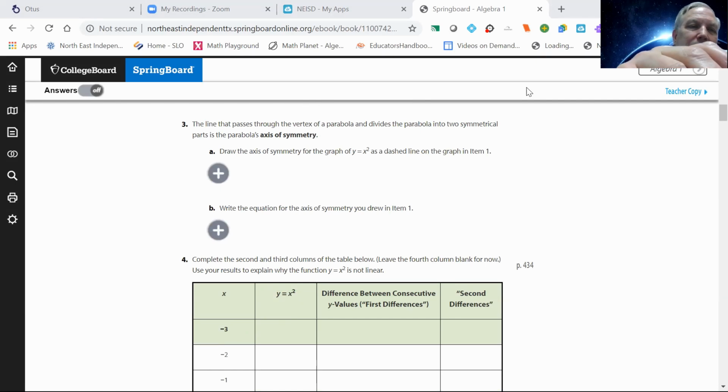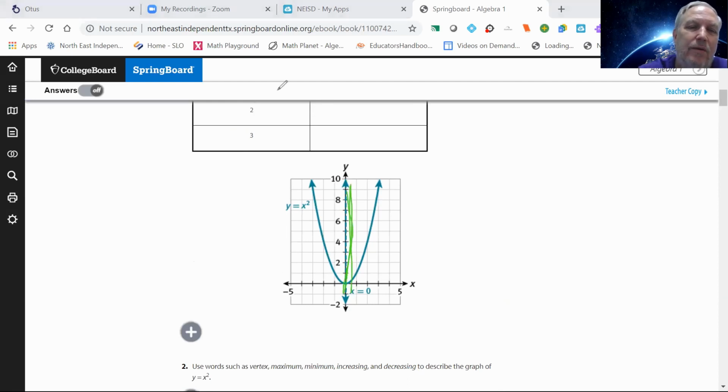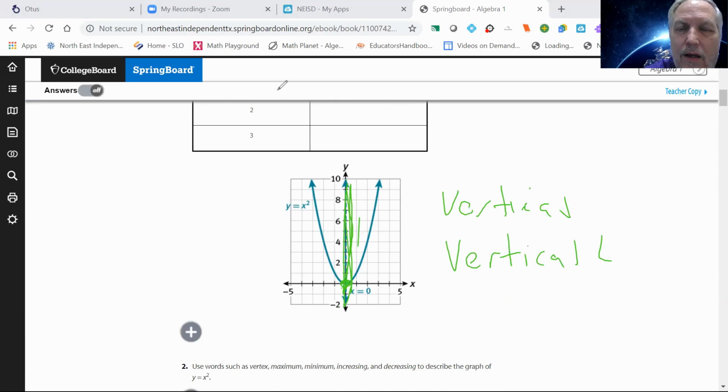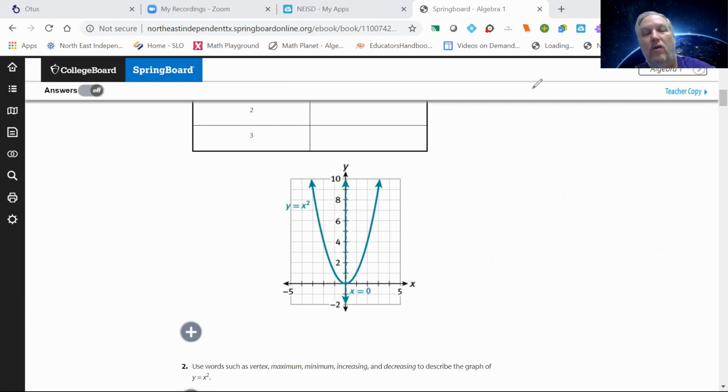So if we go back and take a look at this graph right here, the axis of symmetry would be this line right here. Not because it's the y-axis or anything, but because that's the vertical line that goes through the vertex. That's what your axis of symmetry is. This is also commonly called the line of symmetry as well. Axis of symmetry or line of symmetry.